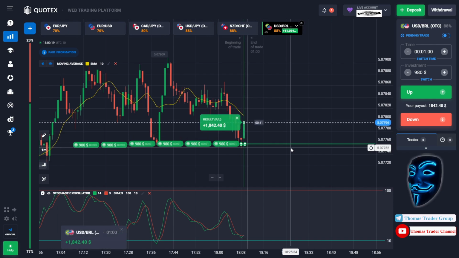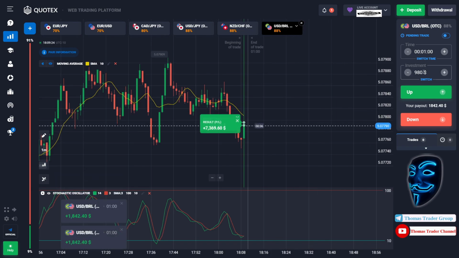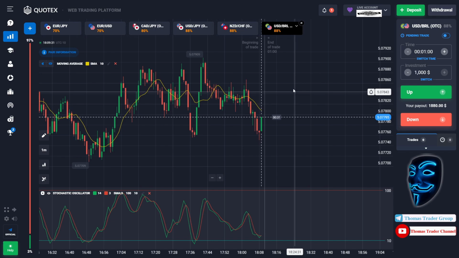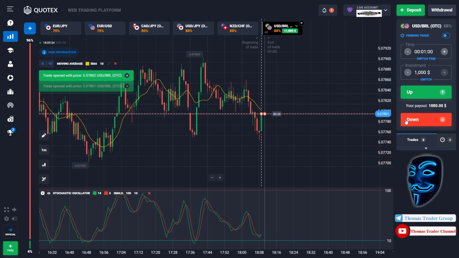Prediction over here, we made a profit of $12,000. Let's divide it into 12. We will open 12 positions of $1,000 in the next open position. And over here we can open sell for 1 minute. We will open 12 positions of $1,000.